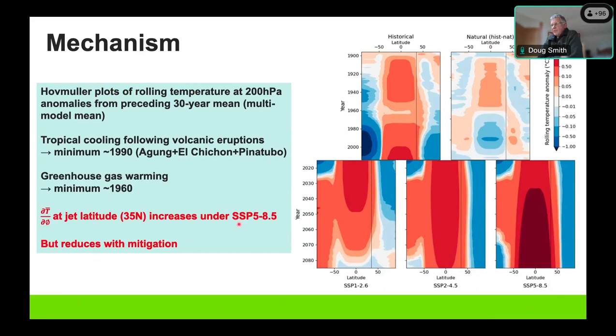And what you can see is that volcanic eruptions, and this is for the zonal mean temperature at 200 hectopascals, which is key for controlling the shifts in the jet, etc. And what you can see is that when you have volcanic eruptions, you can see a clear cooling. So if you look at the top right panel there, you can see a clear cooling of the tropical tropopause, and that would tend to shift the jet equatorward and produce a negative NAO.